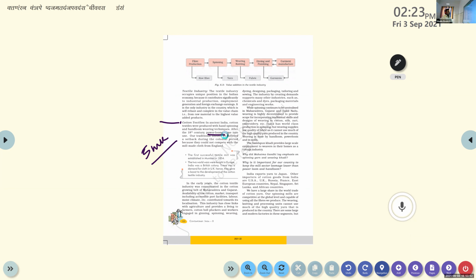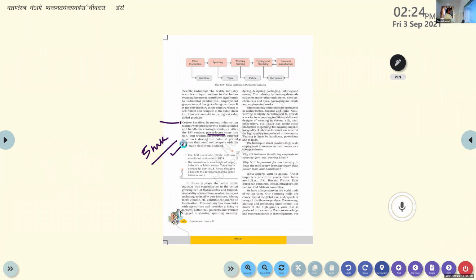Our traditional industry suffered a setback during the colonial period. Colonial period in the sense that we were under the rule of the Britishers in India, right? British rule, that's the colonial period, because they could not compete with the mill-made clothes from England. We basically used a technique, what is that? Handloom and hand spinning. We failed to compete with this British mill-made cloth, because they are using machines.